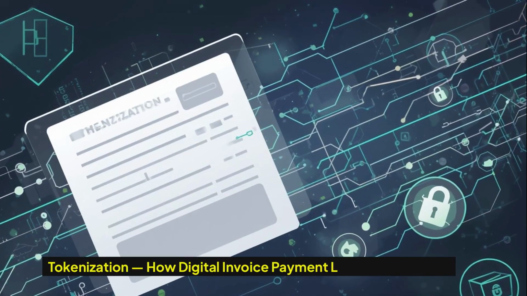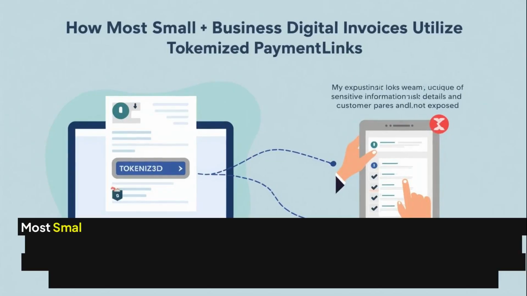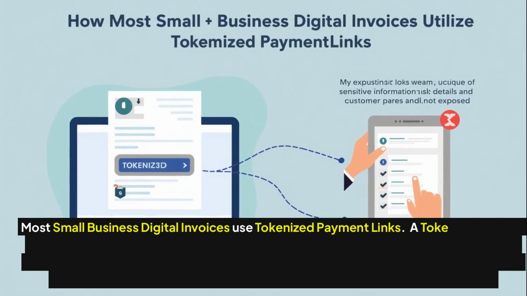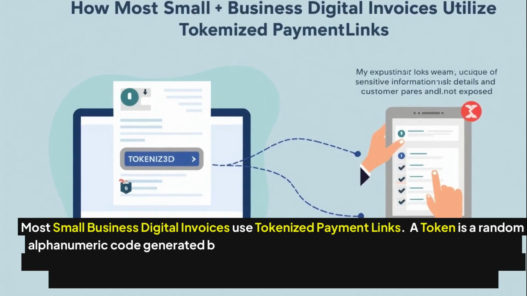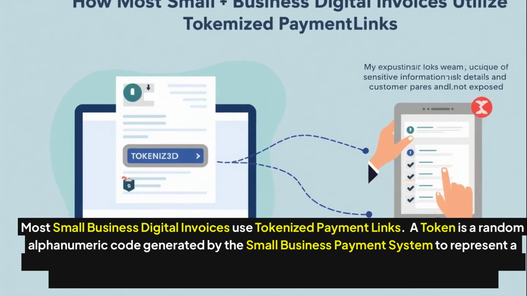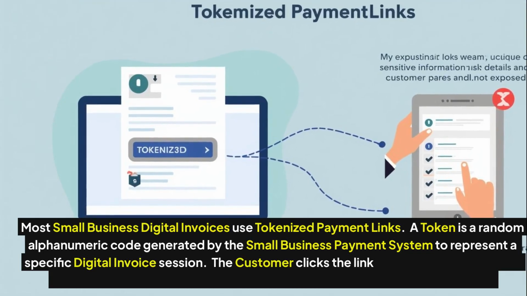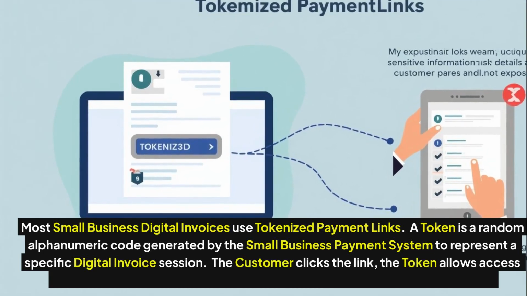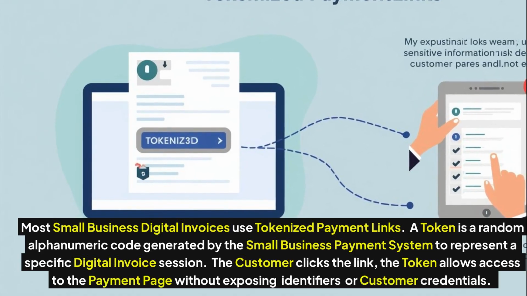Tokenization: how digital invoice payment links stay secure. Most small business digital invoices use tokenized payment links. A token is a random alphanumeric code generated by the small business payment system to represent a specific digital invoice session. The customer clicks the link. The token allows access to the payment page without exposing identifiers or customer credentials.